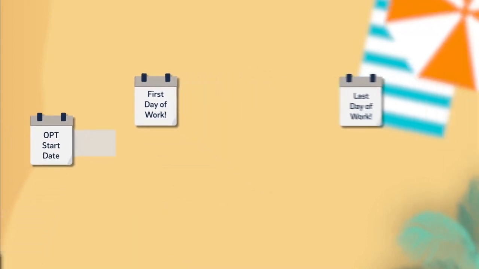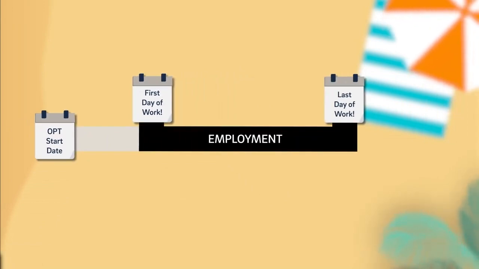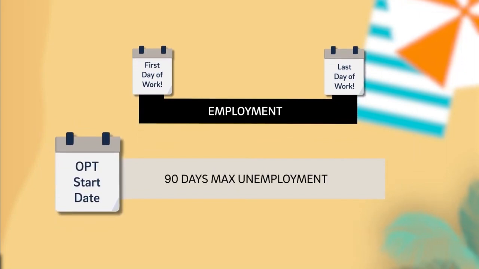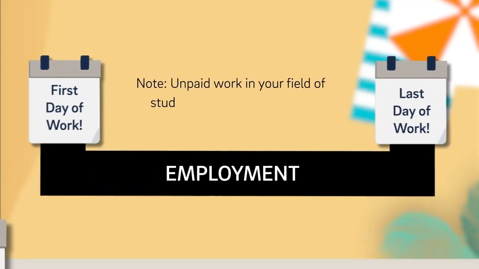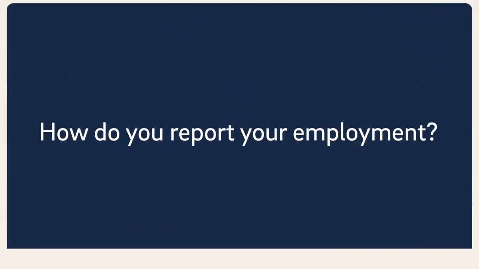You are allowed 90 days of unemployment during your whole period of OPT. If you exceed the 90 days of unemployment, your SEVIS record will be automatically terminated by the Department of Homeland Security. If you exceed 90 days of unemployment, there is no grace period. However, note that unpaid work in your field of study counts as employment. So how do you report your employment?